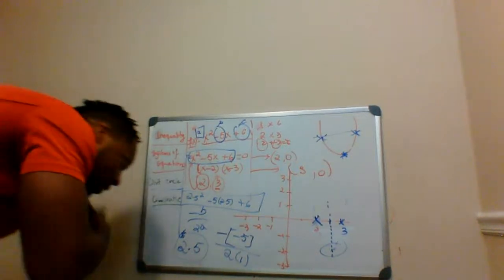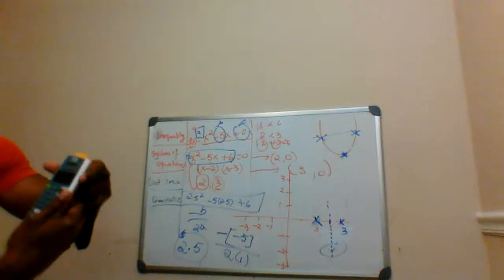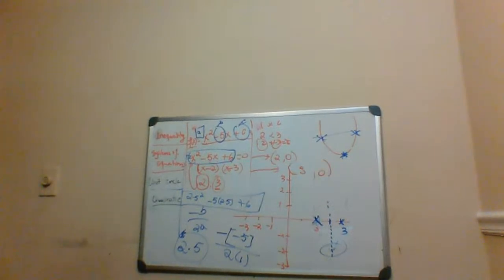All right, so I plug this in the calculator. I'll show you guys on YouTube too. It's not magic. 2.5 squared minus 5 times 2.5 plus 6 is actually negative 2.5.